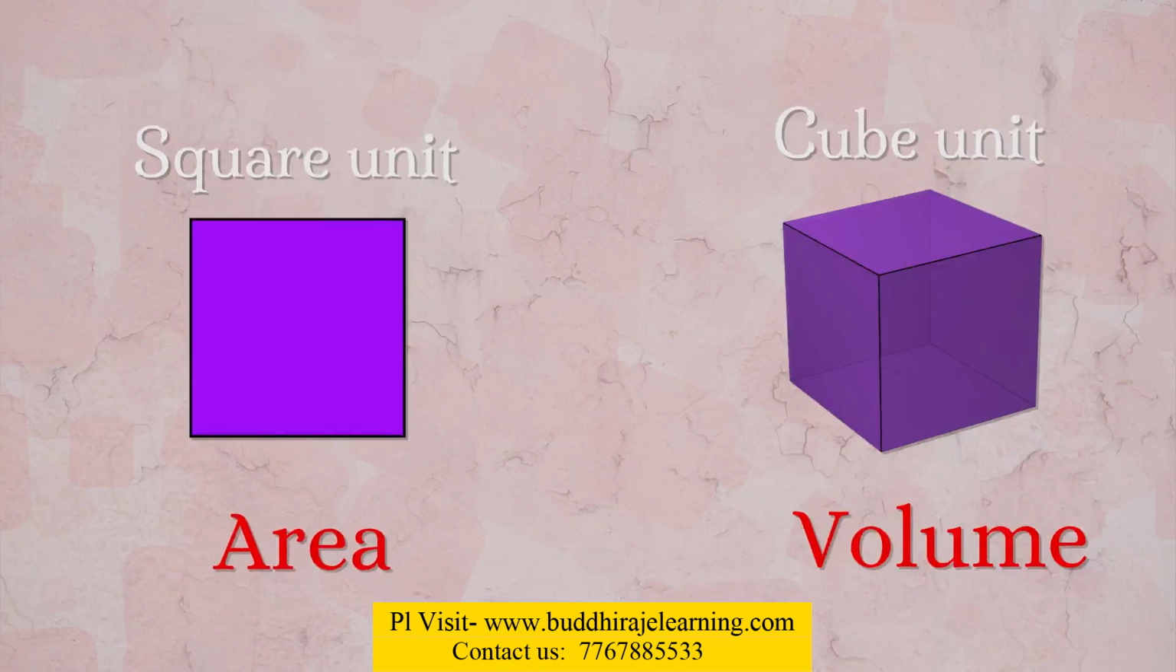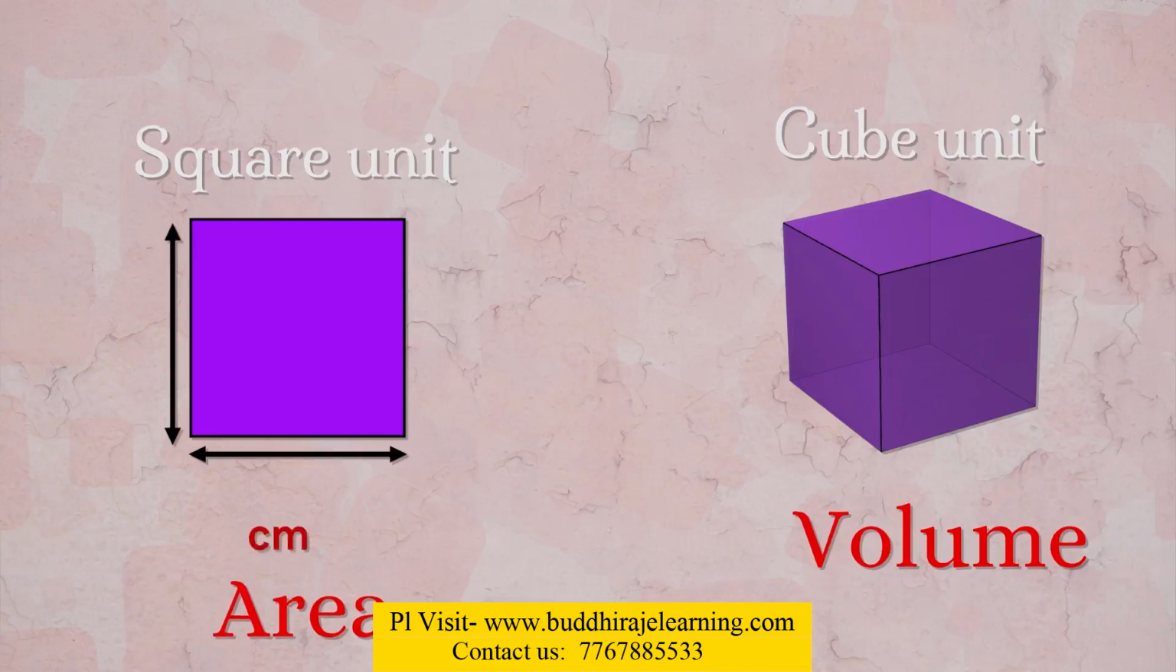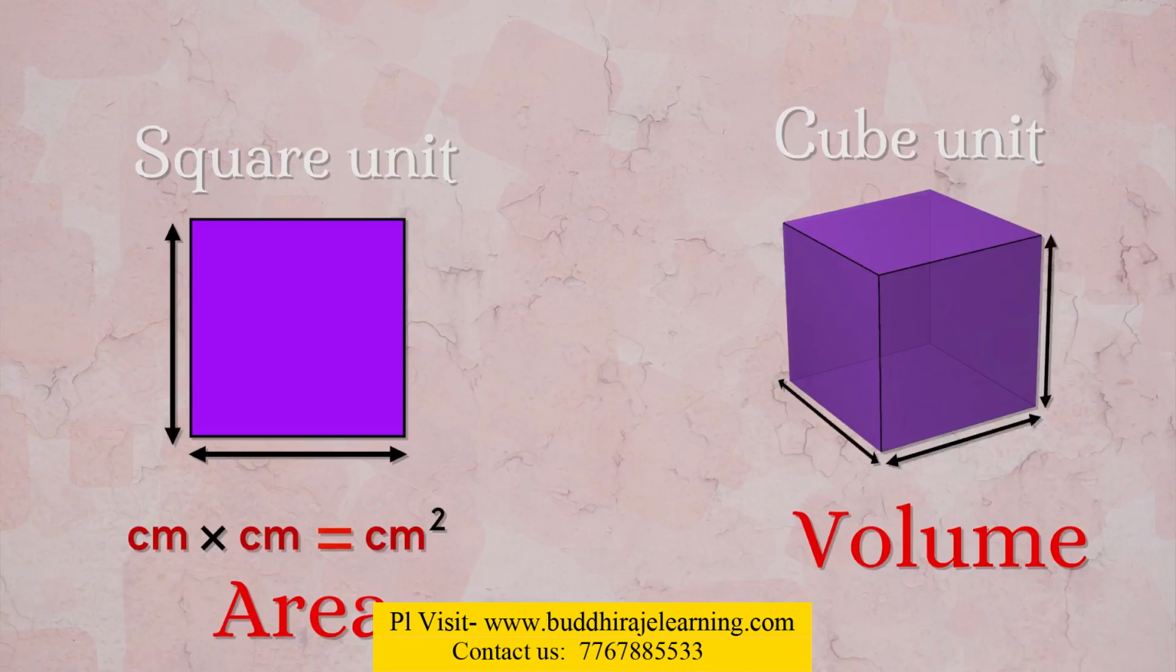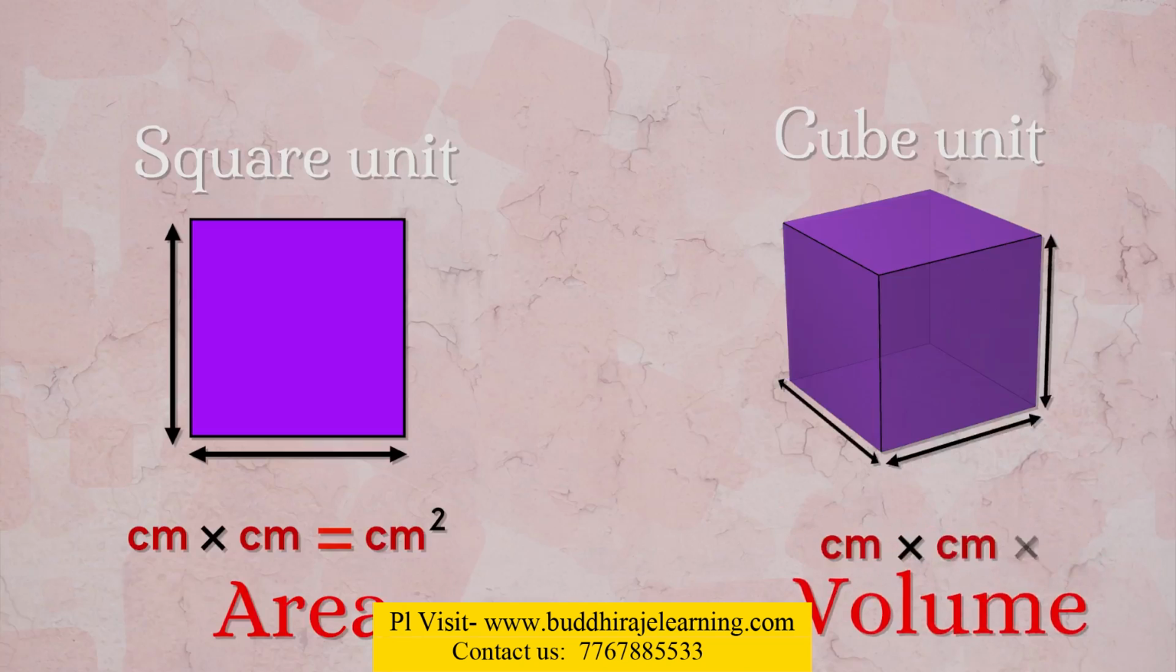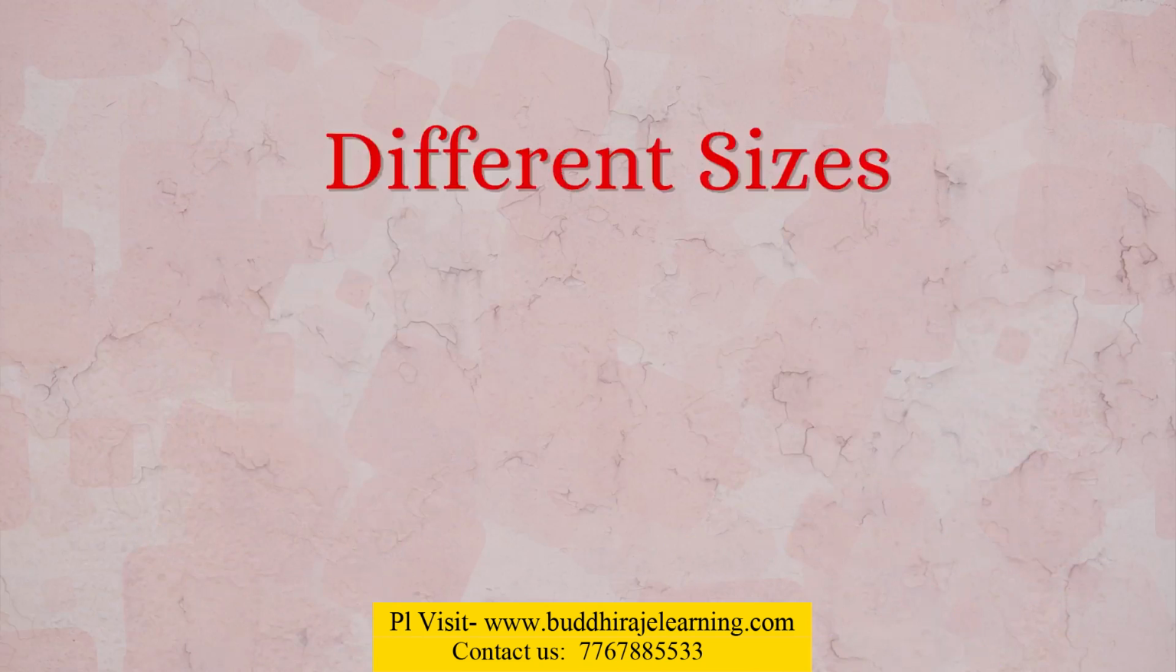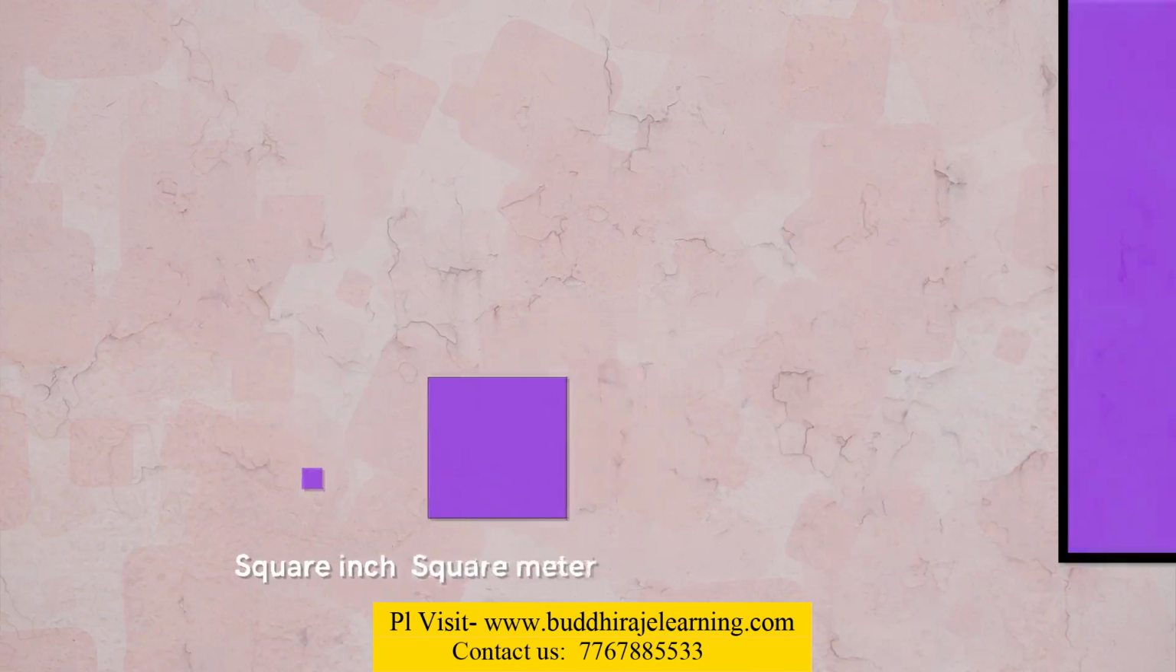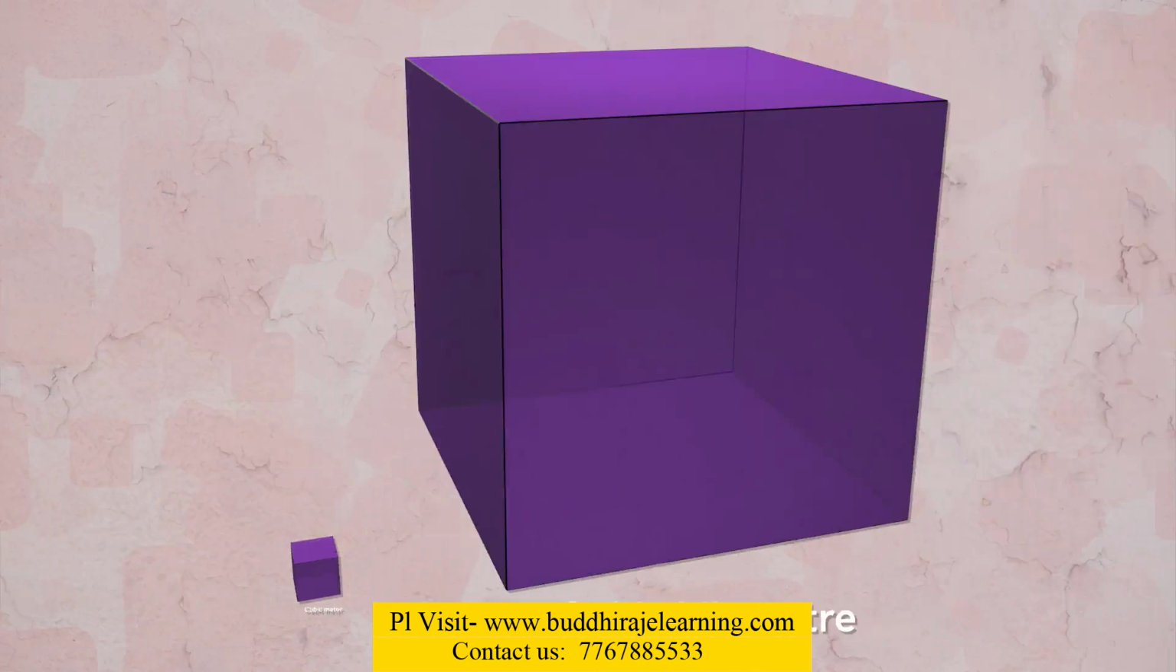While measuring area, we have to do multiplication of both the sides. That means centimeter into centimeter, which means square of the centimeter. In the same way, there is multiplication of three sides in volume. So centimeter into centimeter into centimeter, which means a cube of the centimeter. Area is not only in centimeters but also in square inch, square meter, square kilometer, etc. Similarly, cubic meter, cubic kilometer, etc.